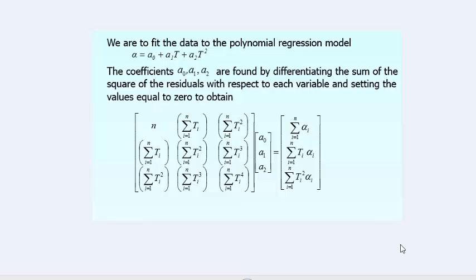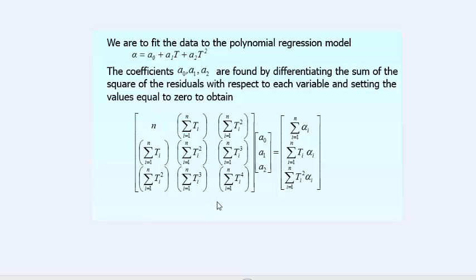Here is the formula of non-linear regression. A is equal to A0 plus A1t plus A2t square. We need to find A0, A1 and A2 from these matrices. So we need to put these values. We need to put values in this matrix.